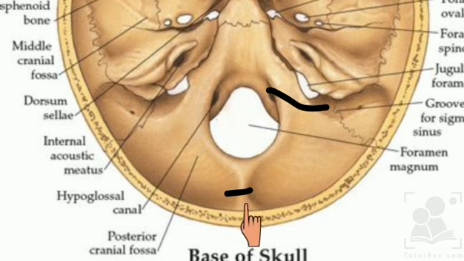This is the groove for the transverse sinus. This groove sweeps around on either side on the internal surface of the occipital bone to reach the posterior-inferior angle or the corner of the parietal bone, like this. And here the transverse sinus becomes the sigmoid sinus.